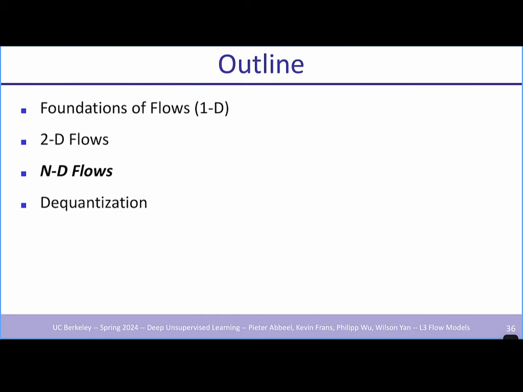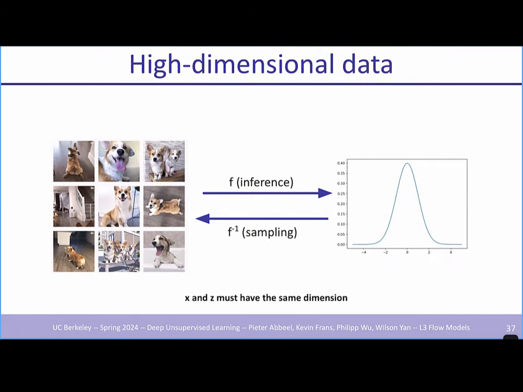In the first half of lecture today, we covered the foundations of flow models, 1D, 2D, and the big question that remains is how to represent these flows in higher dimensions. What are some of the inductive biases people have introduced successfully? So, we're going to model higher dimensional data now. In our case, because we're looking at flow models, X and Z will have the same dimensionality, on both sides. Otherwise, we can't invert between the two.